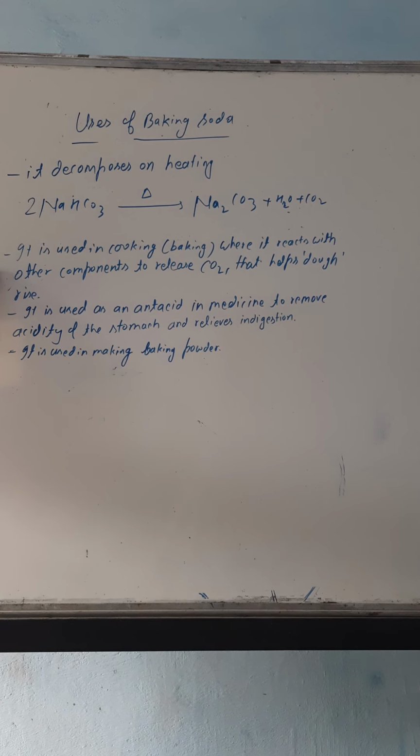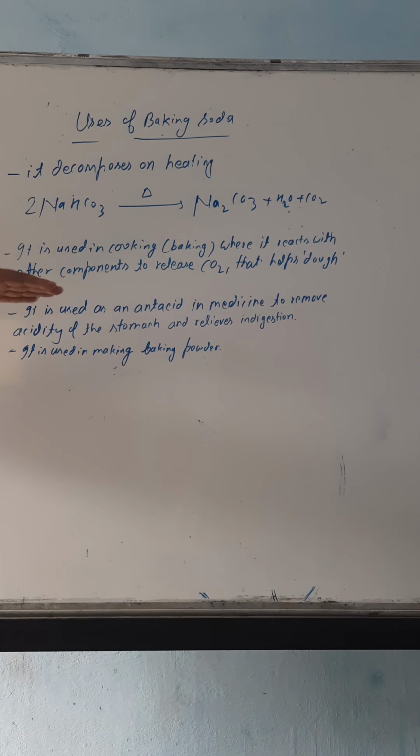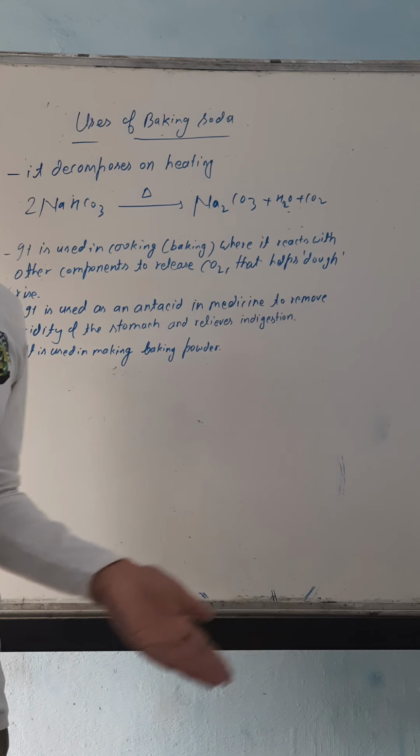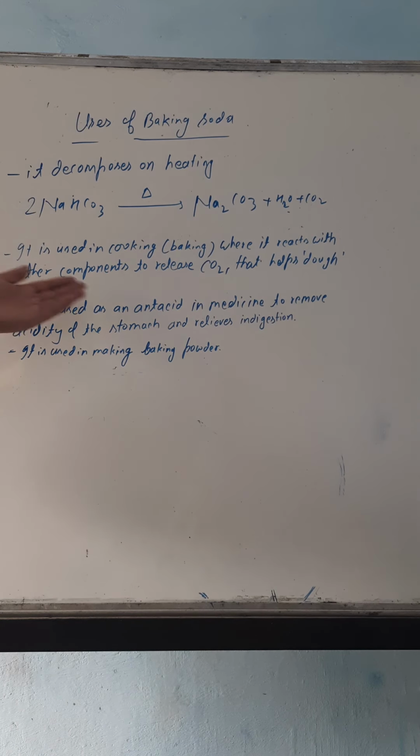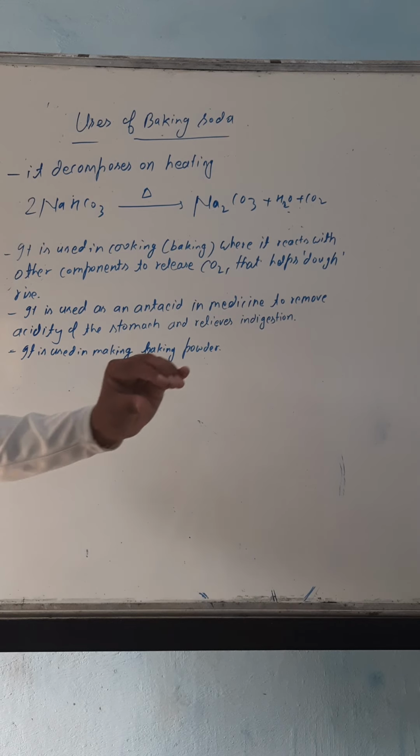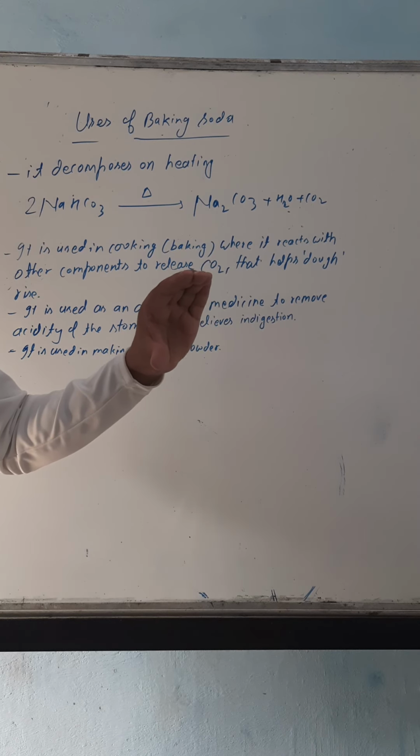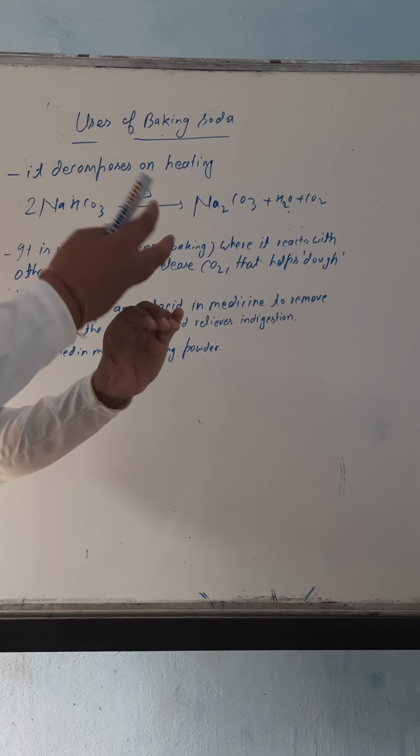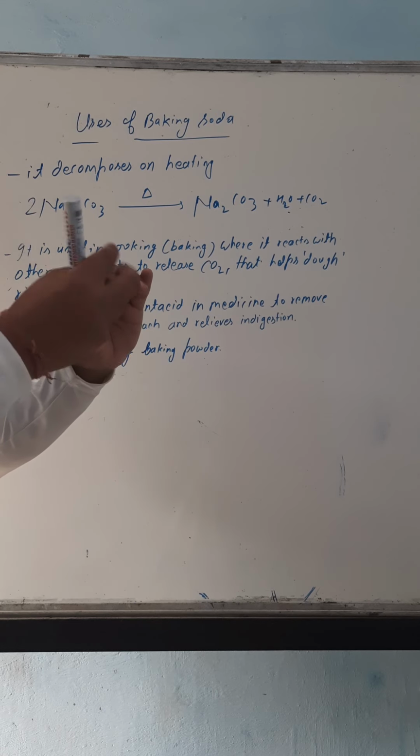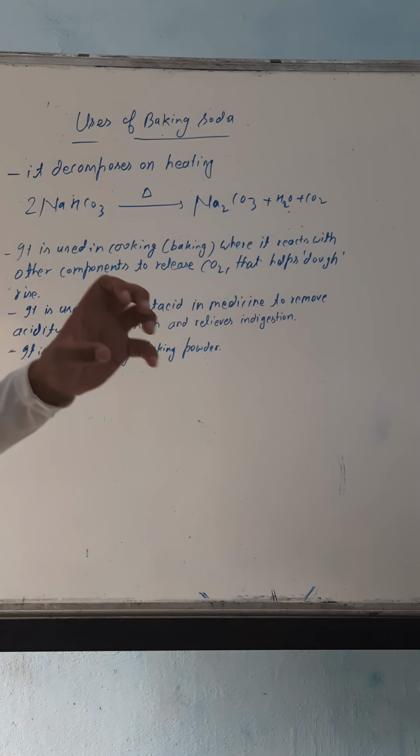The second way we use it is in cooking, where it reacts with other components. It is similar to the previous one. In the cooking and baking industry, it releases carbon dioxide gas, which helps the duff rise. The surface rises like this, and as the CO2 gas releases, it becomes duff, spongy.